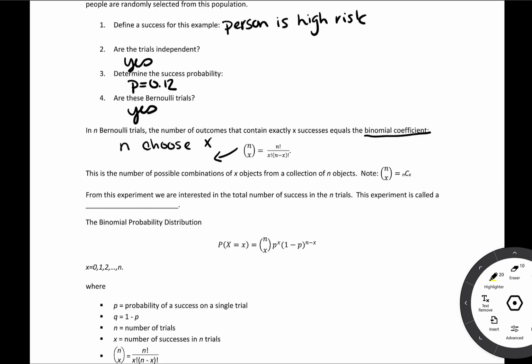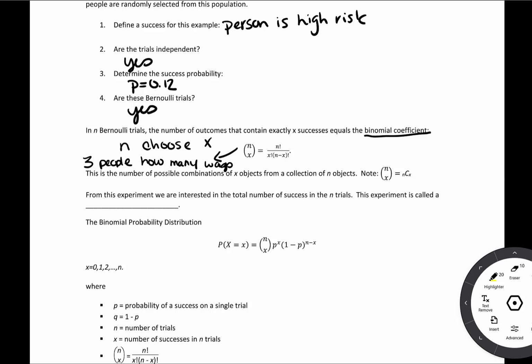Okay. So what we're saying in terms of our previous example is, if I have 3 people, how many ways can I choose X successes? In other words, how many different ways are there to have X people of high risk out of 3? And this formula will give you that answer.